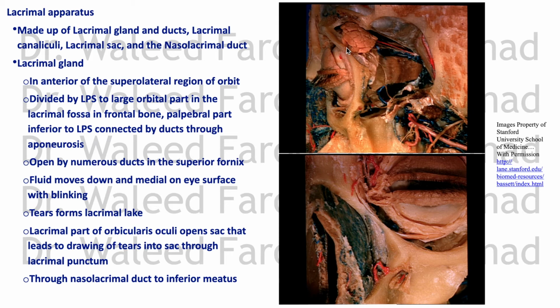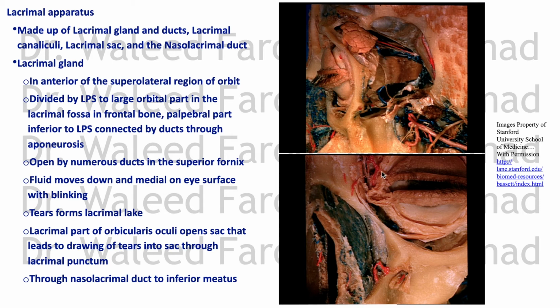Remember this. Okay, and now it opens by numerous ductules through the superior fornix of the conjunctiva, and blinking brings the tears down and medial towards the lacrimal sac system. The tears form a lake here in the inferior eyelid, and the puncti suck the tears through the dilation of the lacrimal sac by the lacrimal part of the orbicularis oculi.